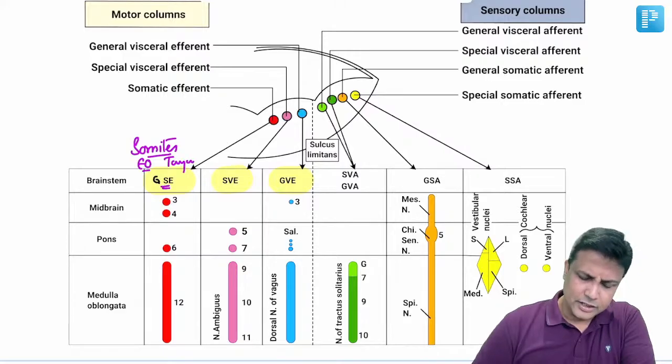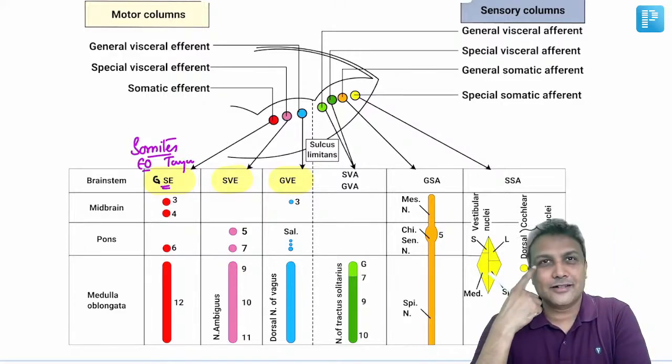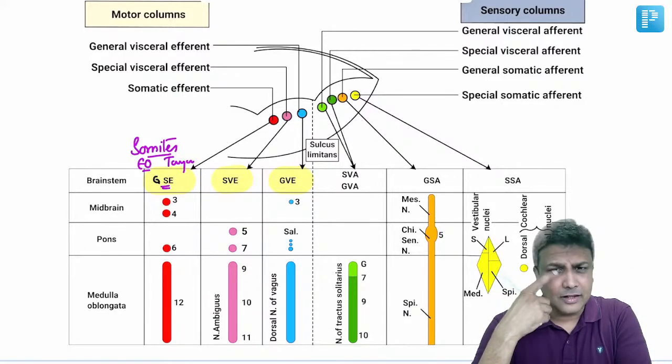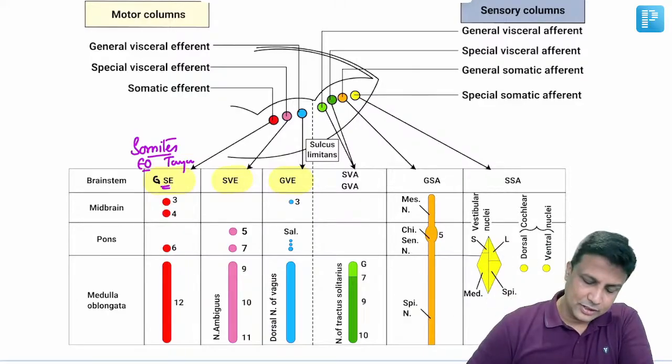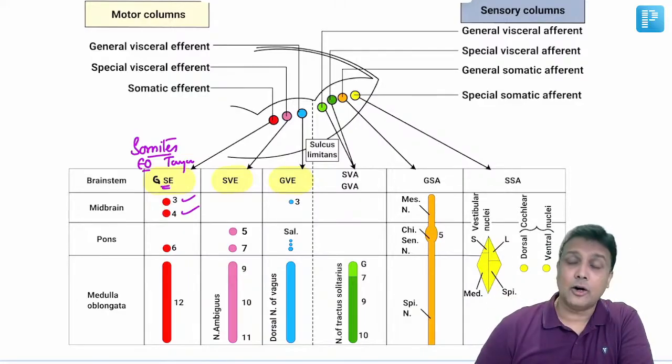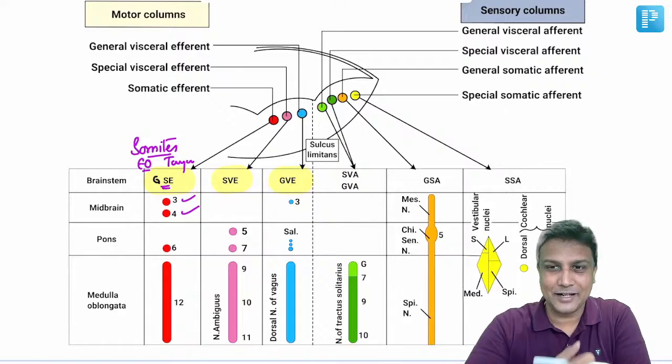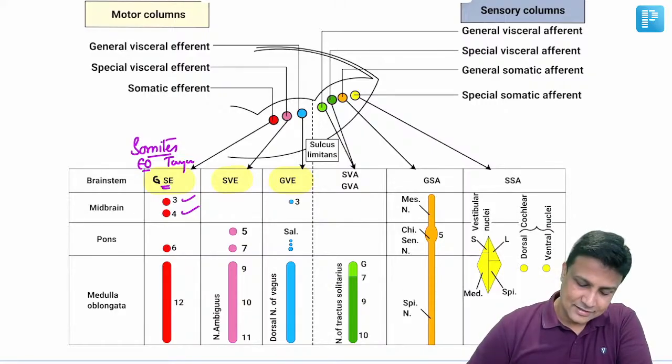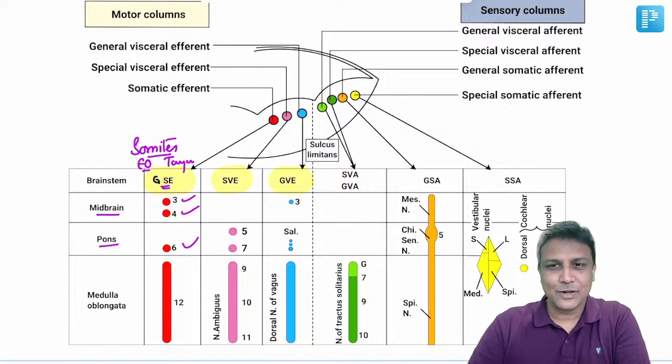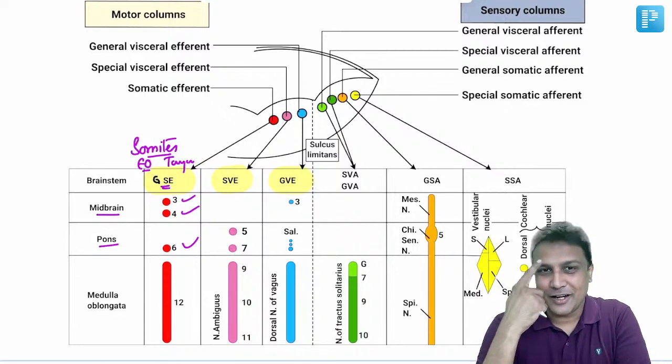Okay. Extraocular muscle SO4, LR6, rest all by 3. They are supplied by these nerves. So therefore, the third and fourth nerve or their nuclei will be located in the midbrain. We know that very well. And the sixth nerve nucleus will be located in the pons. Perfect. Okay. So extraocular muscles are actually supplied.